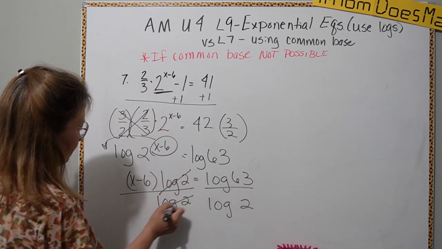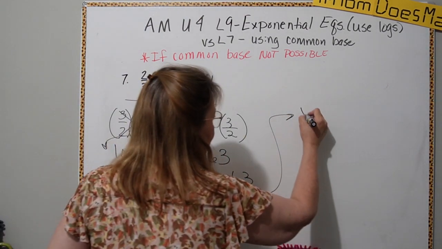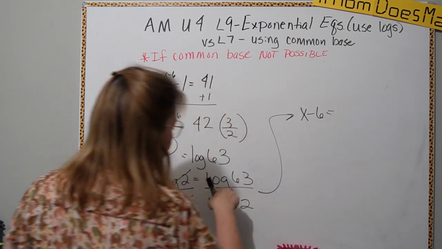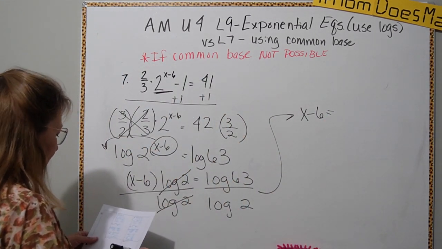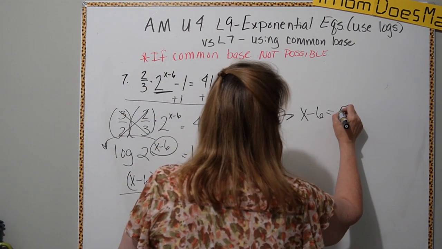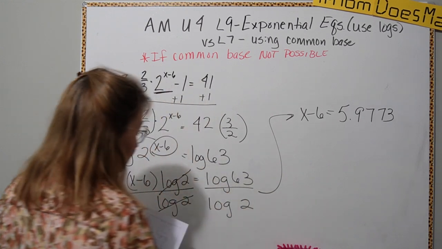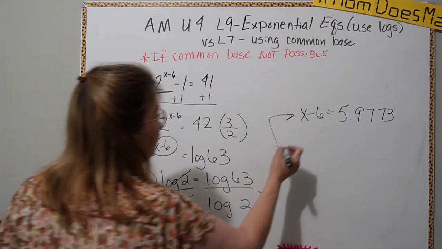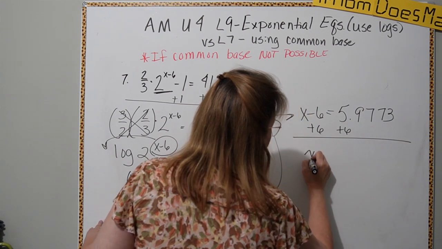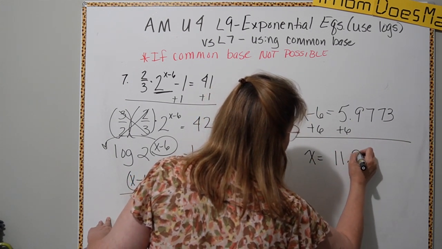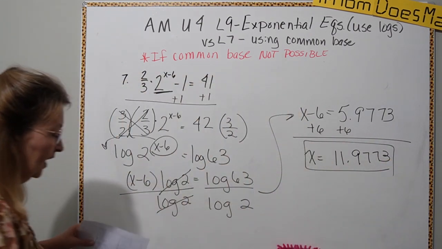Okay, these two cancel out, so let me come over here. Now I have x minus 6 left, and if you put in the calculator log 63 divided by log of 2, that is going to give you 5.9773. And we're just solving, so we're going to add 6 to each side. So x is equal to 11.9773. Okay?